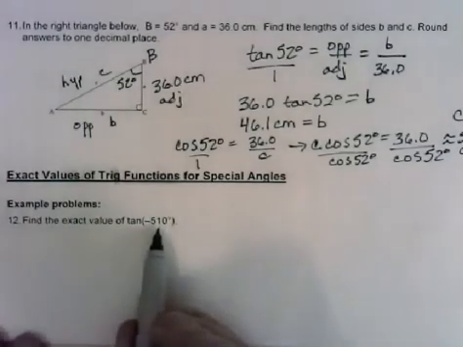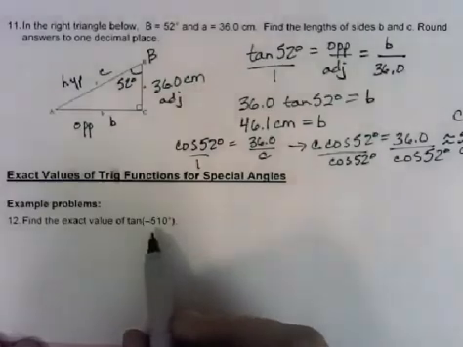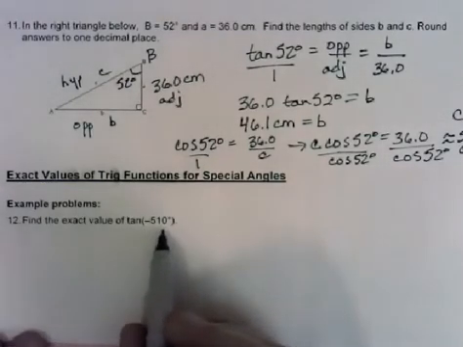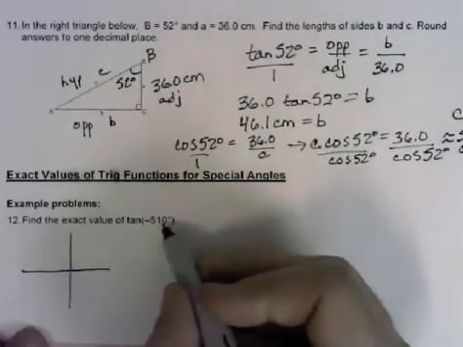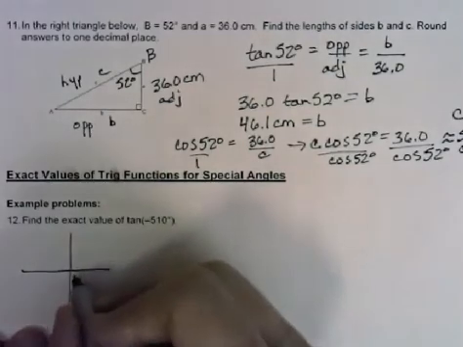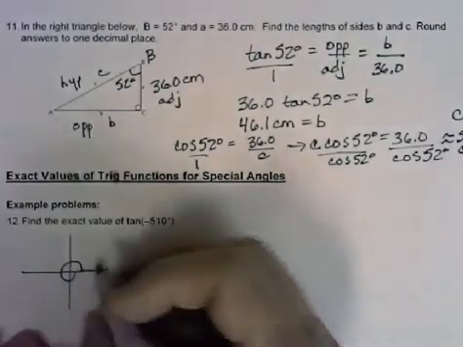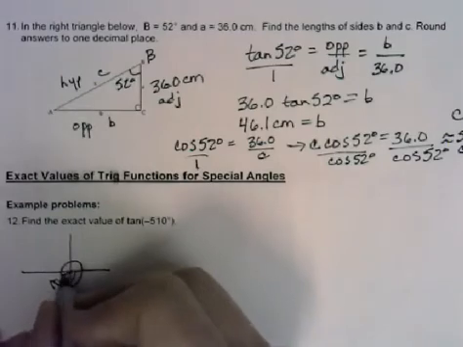For a problem like this, if we're trying to find the exact value for the tangent of negative 510 degrees, this isn't going to be something that you can get the exact value from your calculator. What we need to do is find an angle between 0 and 360 that's coterminal with this angle, and then find the reference angle. I'm going to draw this angle, so I'm going in the negative direction, 360 degrees, and then to get to negative 510 degrees, I have to go another 150 degrees. Here's where my angle actually is.